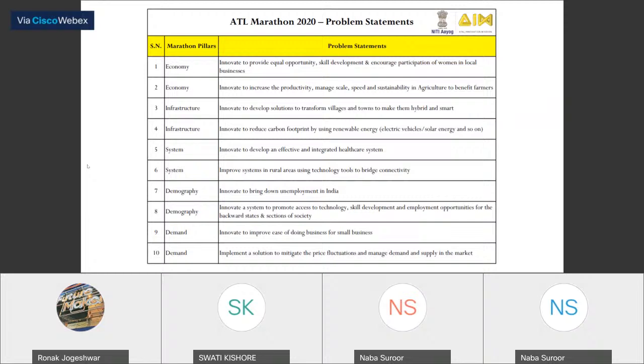Finally, we have demand. Demand talks about innovate to improve ease of doing business for small businesses and implement a solution to mitigate the price fluctuations and manage demand and supply in the market. Understand the fact that there's always a tussle between demand and supply, and the beauty of this particular industry is that the more efficient you are, the more profit and the more business you get out of this particular initiative.